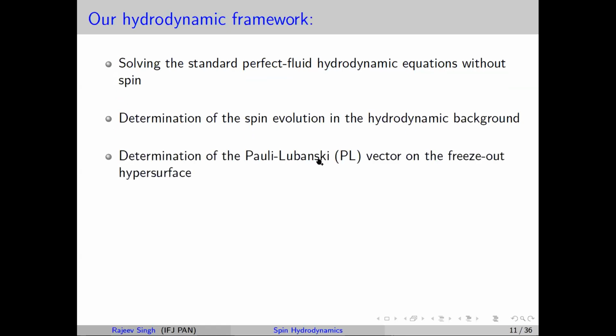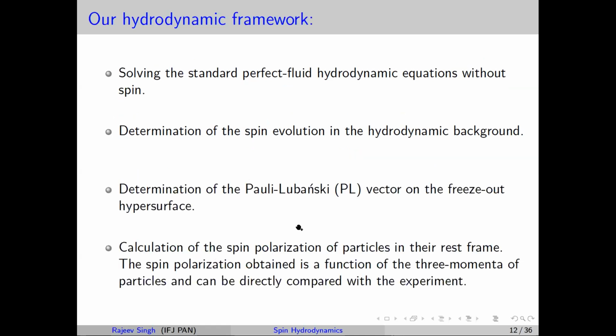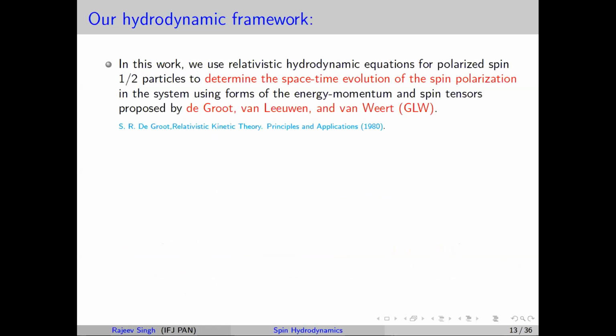And then to compare our results to the experimental data, we have to determine the Pauli-Lubanski vector on the freeze-out hypersurface, and then we will calculate the spin polarization of particles in the particle rest frame. And this spin polarization is a function of particle momenta, which can directly be compared with the experiment. In this talk, I'm not trying to compare with the experiment, but I'm just trying to give a formalism for how we can compare with the experiment.